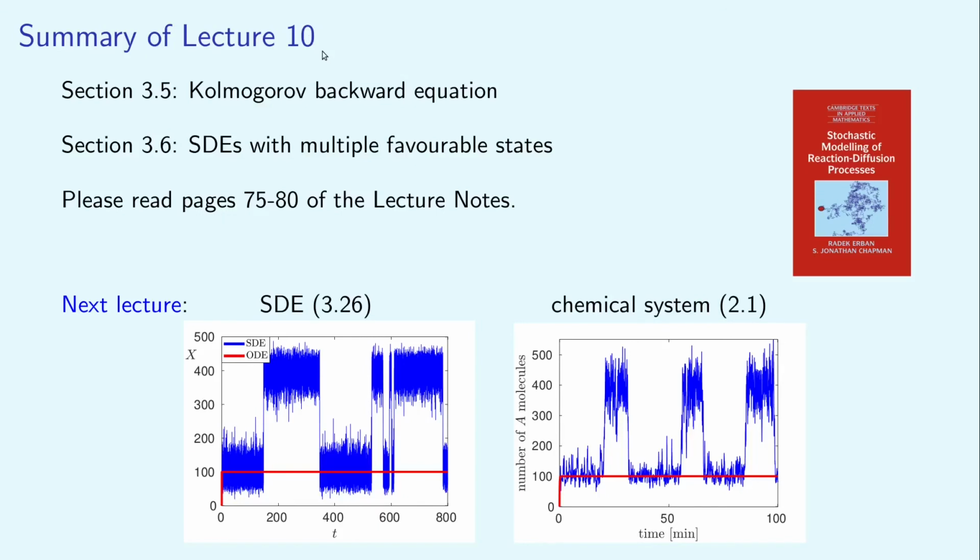This brings me to the end of lecture 10, where we have continued in our discussion of chapter 3, covering sections 3.5 and 3.6 on the Kolmogorov backward equation and estimating mean switching times in systems with multiple favorable states. Please read pages 75 to 80 of the lecture notes before watching the video of lecture 11. In our next lecture, we will return back to stochastic chemical systems. Having developed a theory for estimating mean exit times and mean switching times in SDE models, we can further analyze stochastic chemical systems with similar behavior.